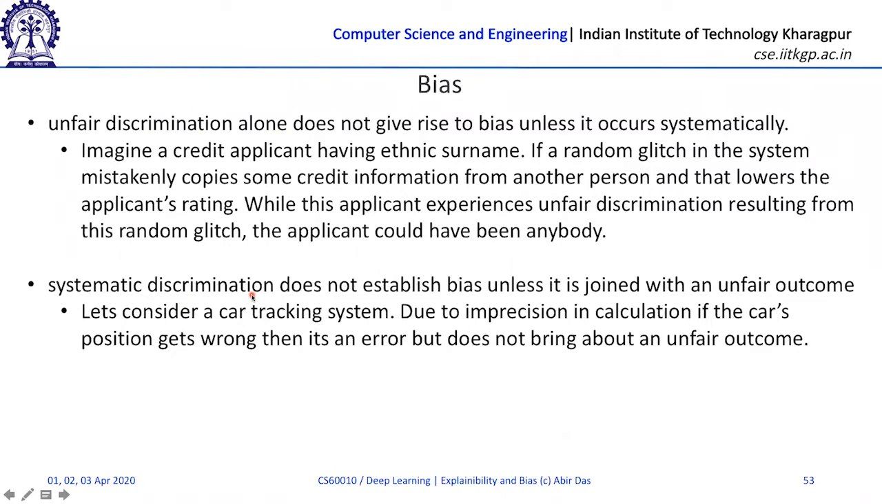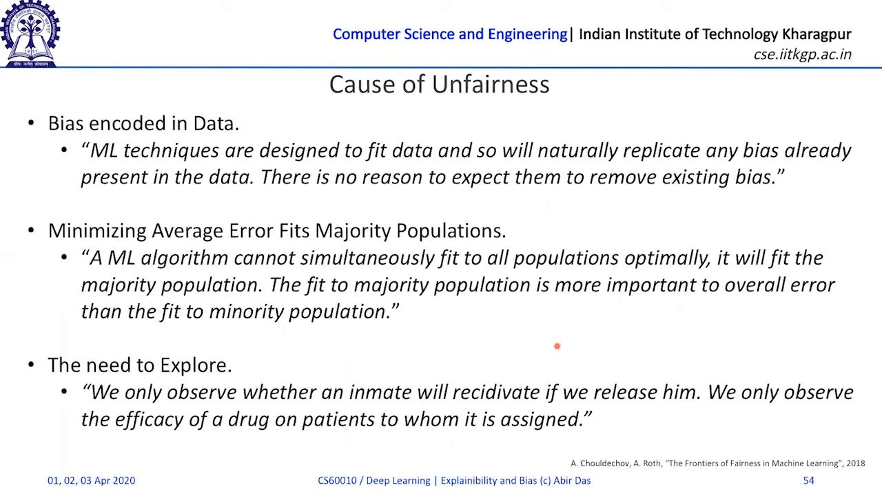The second extreme is that systematic discrimination does not establish bias unless it is joined with an unfair outcome. If it is not unfair, a systematic discrimination can just be an error. Let's consider a car tracking system. Due to imprecision in calculation, if the car's position gets calculated wrong, then it's an error, but it doesn't bring about an unfair outcome. So this is some subtlety about the definition of bias that we have used.